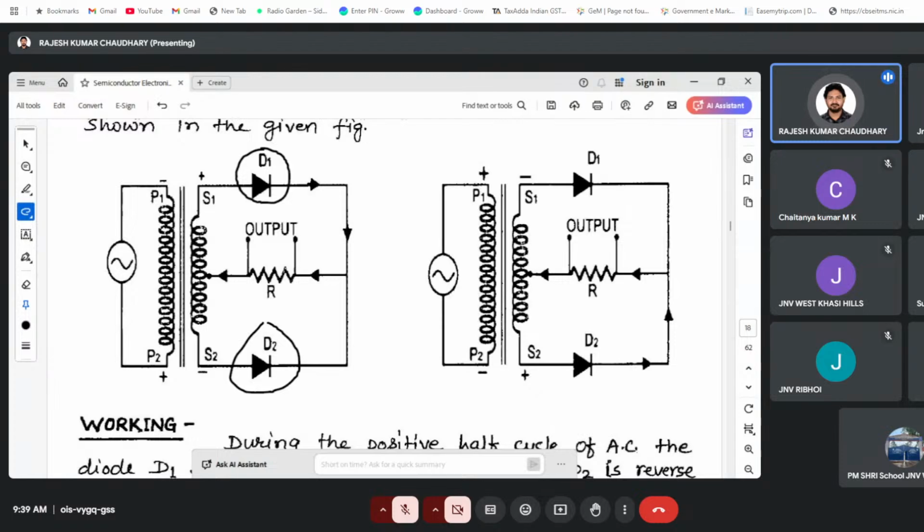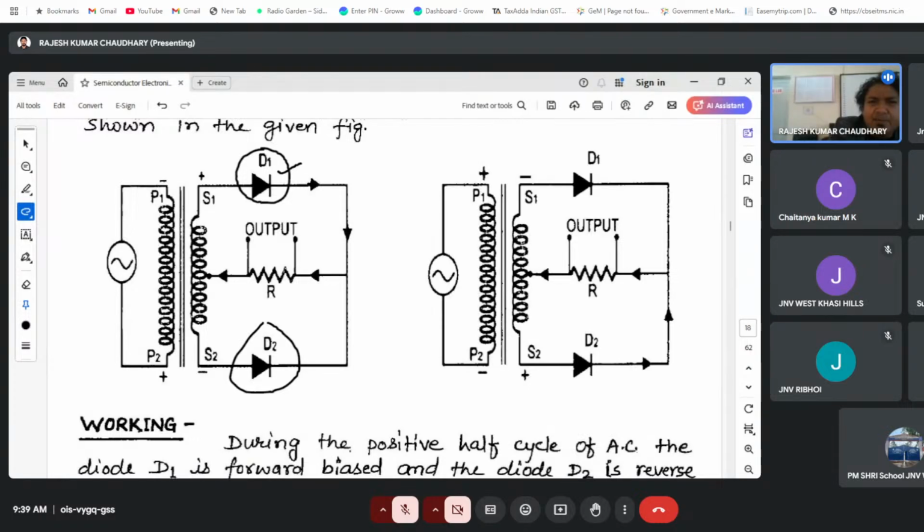Diode number 1. Here, diode number 1 is in forward bias and diode number 2 is in reverse bias. So in this case, this one will conduct electricity and this one will not. But in the second negative half cycle, this will be in reverse bias and this will be in forward bias. So this will conduct electricity and this will not.